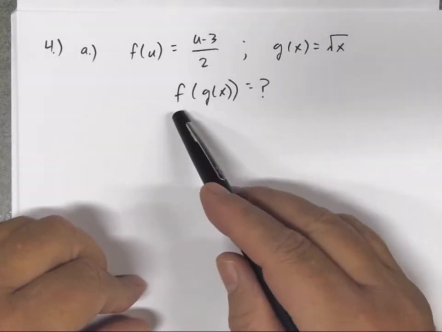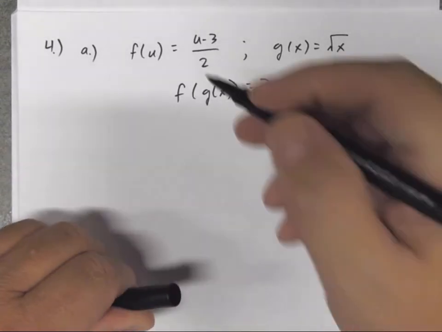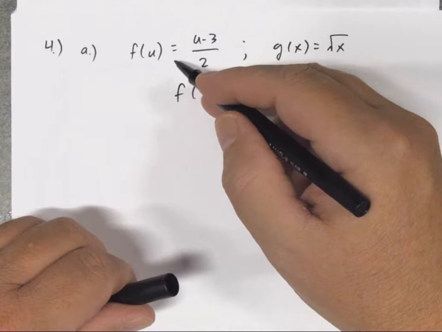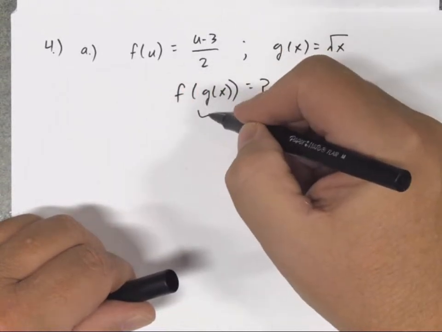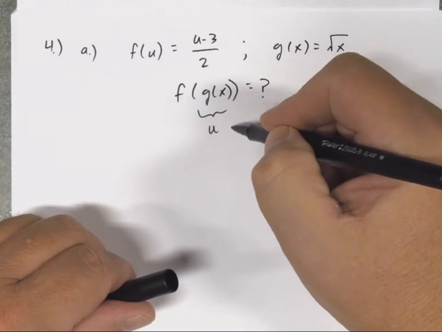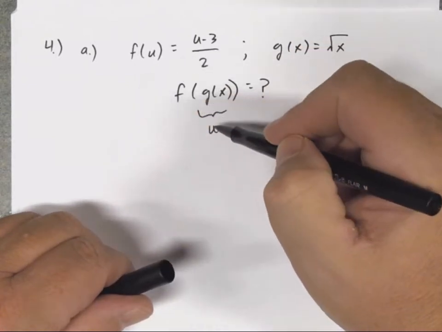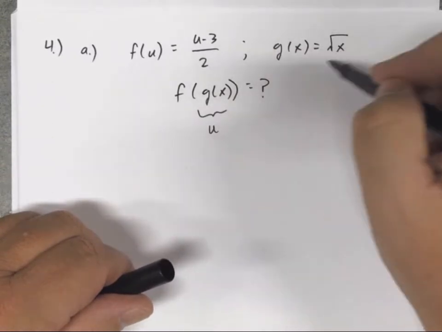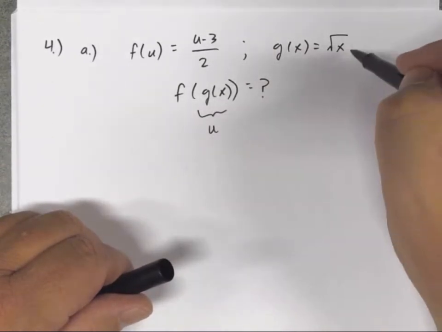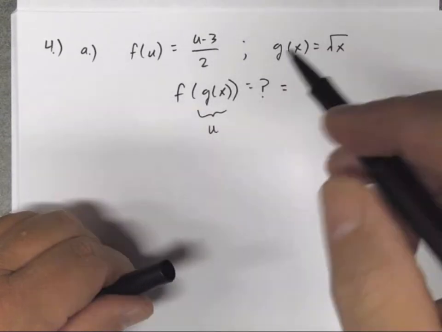What this says is you've got an f function, and in this case I have f of u up here. F of u equals u minus 3 over 2. And this says go to your f function, and every place you have a u, you insert the whole g function, which is square root of x. So it's really not that hard.